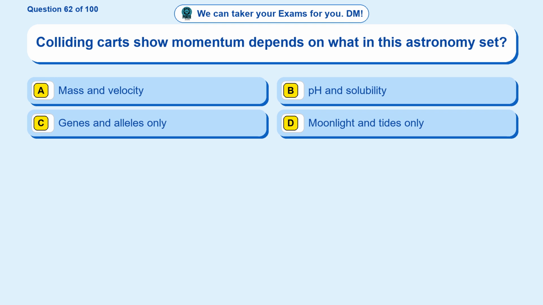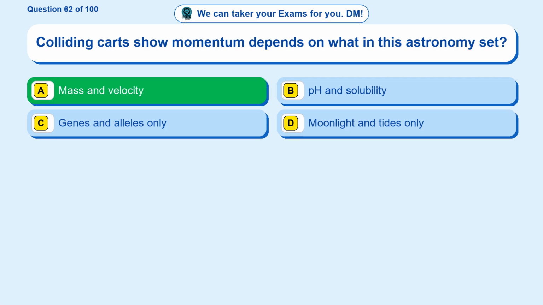Question 62. Colliding carts show momentum depends on what in this astronomy set? Option A, mass and velocity. Option B, pH and solubility. Option C, genes and alleles only. Option D, moonlight and tides only. The correct answer is option A.